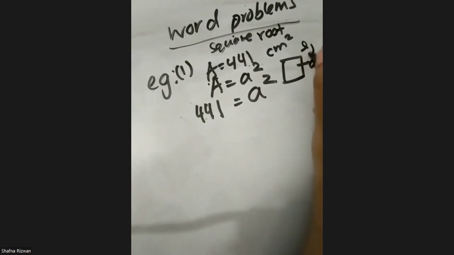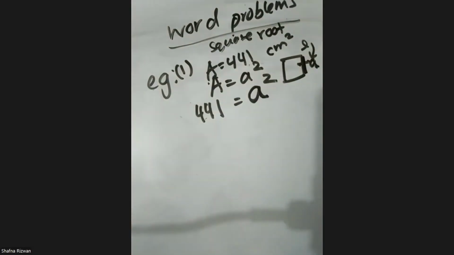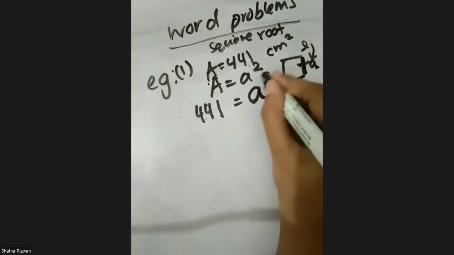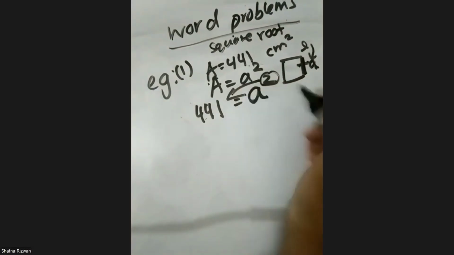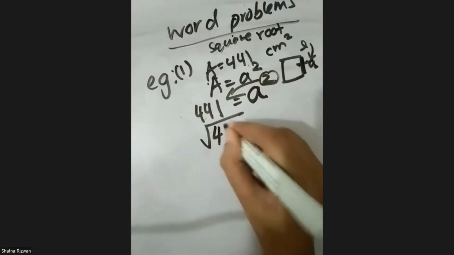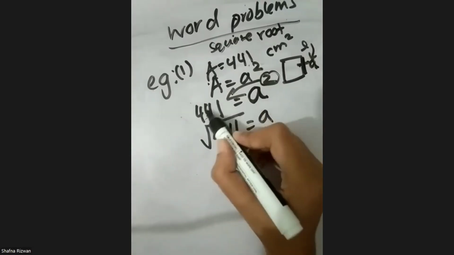This is the length. So they are asking you to find the length of one side. Length of one side. What will you do? You have to find the length of only A, one side. So how will you do that? To take this one separately, you have to take this square to the other side. When you take the square to the other side, what will happen? It will become square root. Always remember that. When you take a square to the other side, it will become square root.